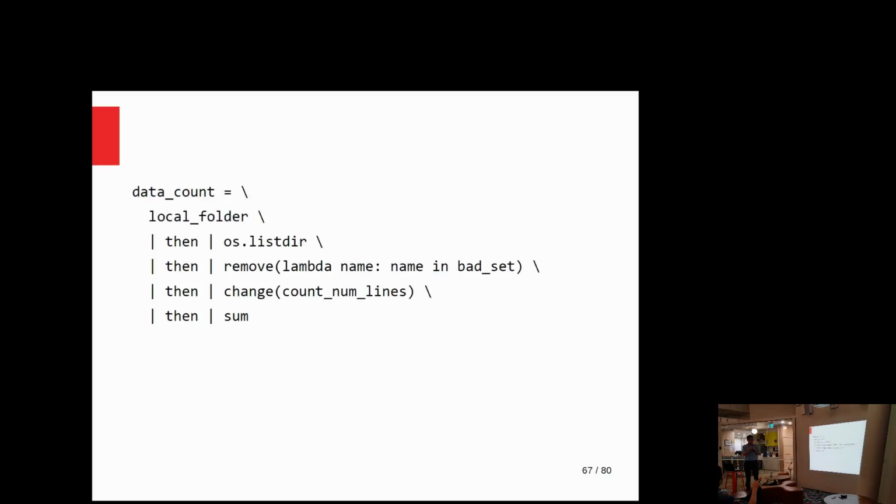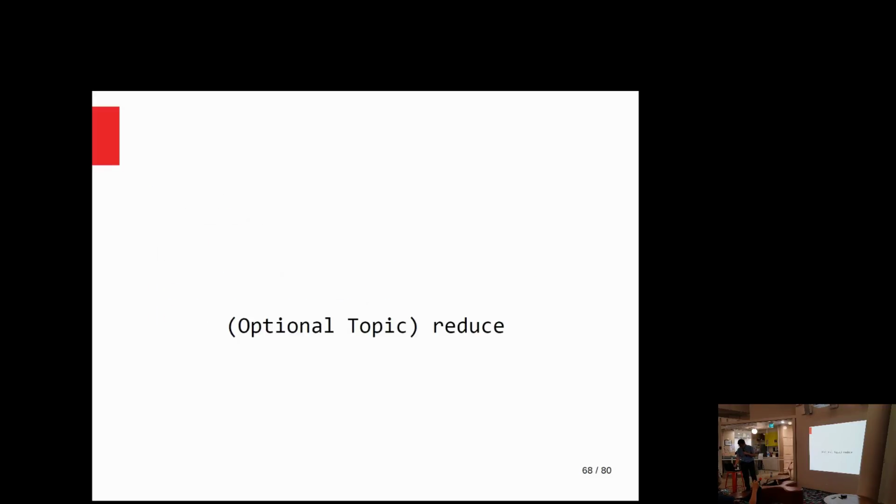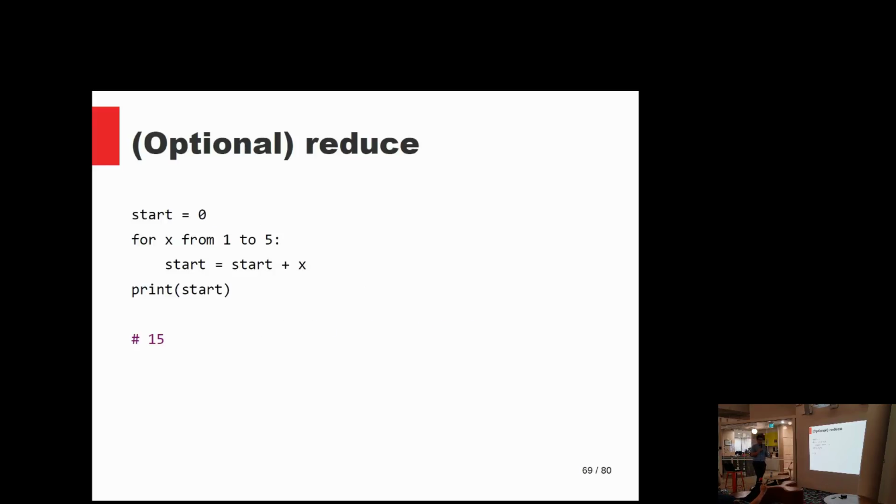So that's roughly it. Let me do a little bit of extra about functional programming. There's also the optional topic about reduce. Take a look at this code over here. You start with 0. For x from 1 to 5, you add to the starting result, and you print out your result. From 0, you add 1, 2, 3, 4, 5, and then you print. You get the answer of 15.